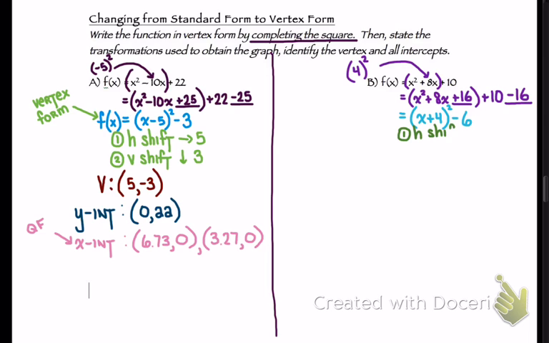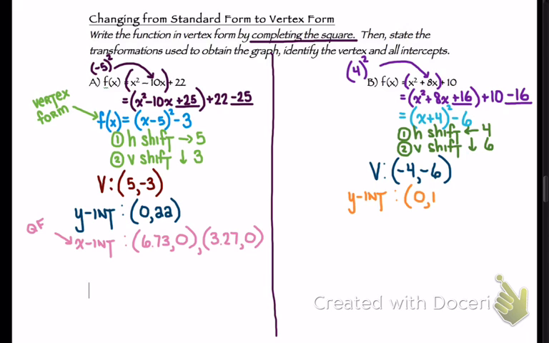Okay, next, your transformations. Okay, that should be pretty simple. Your vertex, negative 4, negative 6. Think vertex form. There it is. Right, so don't forget that. Y-intercept 0, 10. Think there is the 10. There is your y-intercept. X-intercepts, obviously what we're going to do is use our QF program. And there they are.